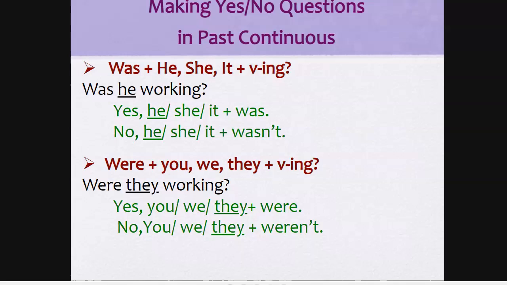Let's make yes and no questions in the past continuous. For example, was plus he, she, it plus verb-ing. Was he walking? Yes, he, she, it was. No, he, she, it wasn't. Were plus you, we, they plus verb-ing. Yes, you, we, they were. No, we, you, they were not.